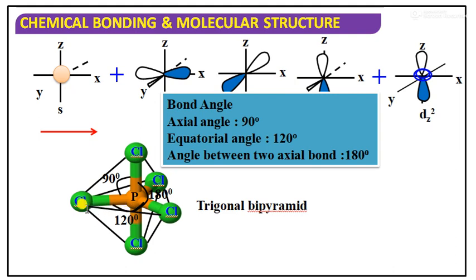You see very clearly, 3 atoms are in one plane, and 2 atoms are above and below the plane only. When the atoms are in the plane, the bond angle is 120 degrees. Here the bond angle is 90 degrees. This is called the axial bond angle, 90 degrees. The equatorial bond angle is 120 degrees only.